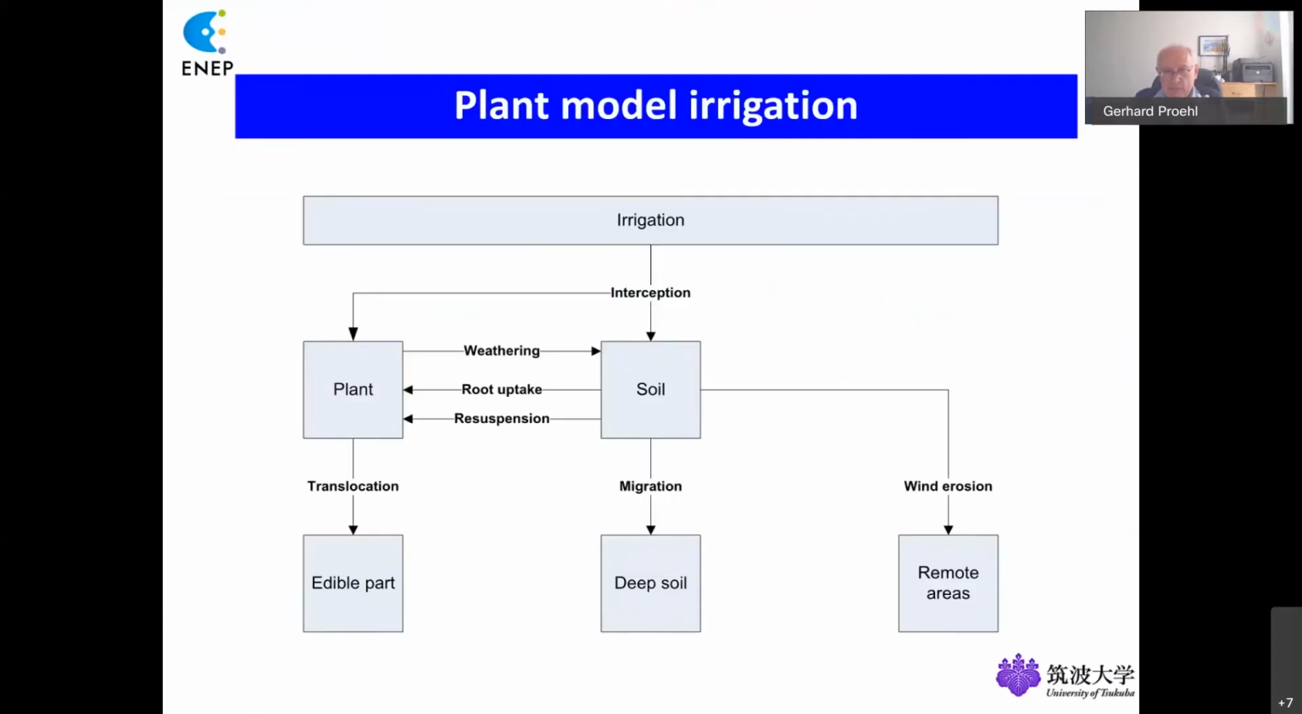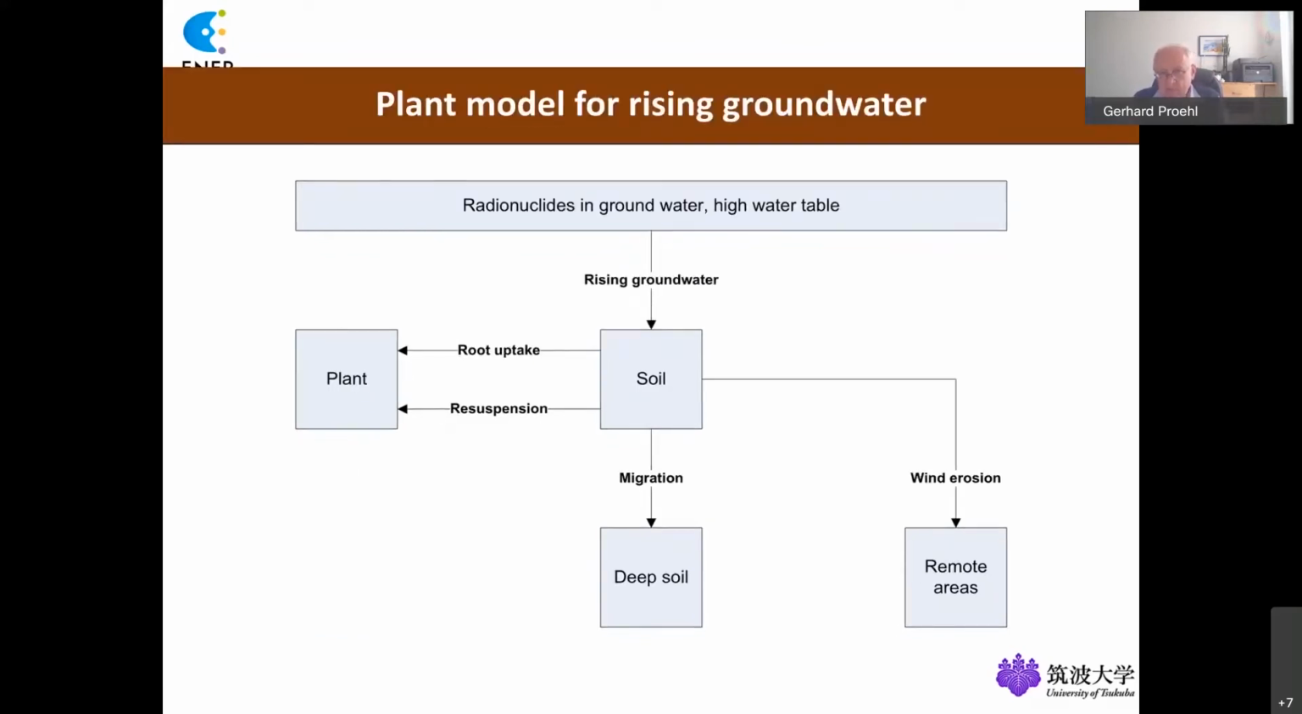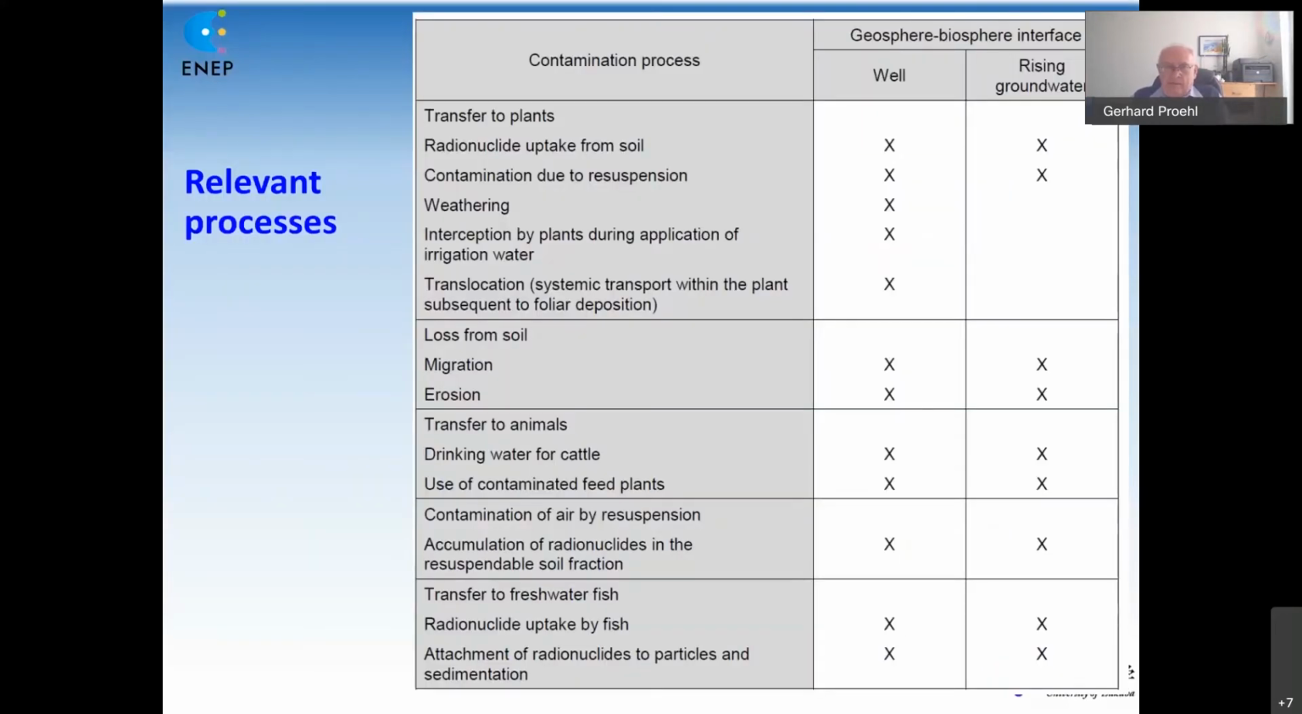Okay, we have a number of transfer processes involved. I think I have shown this already. This is a reminder: irrigation, soil, plant, translocation, deep soil, erosion. And the same for the groundwater model, for the rising groundwater model. So we have two scenarios, the well scenario and the rising groundwater scenario.